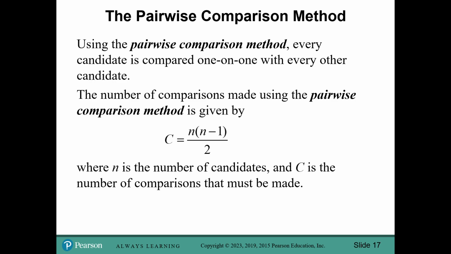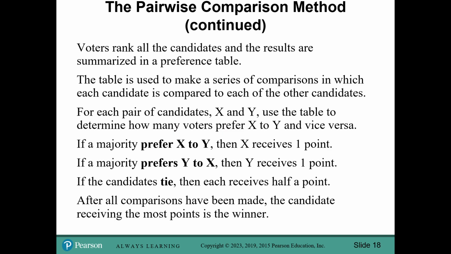Pairwise comparison method. Using the pairwise comparison method, every candidate is compared one-on-one with every other candidate. The number of comparisons made using the pairwise comparison method is given by C equals N times N minus 1 over 2, where N is the number of candidates and C is the number of comparisons that must be made. Okay, important formula. Keep this one handy if you're using this pairwise comparison method.